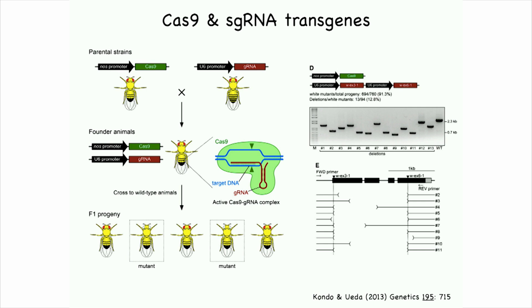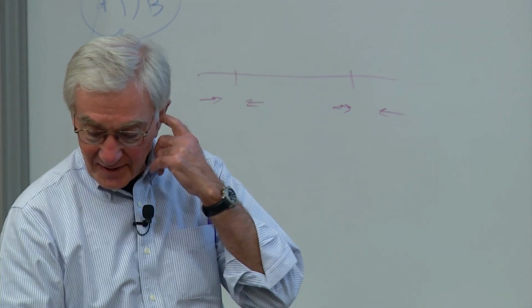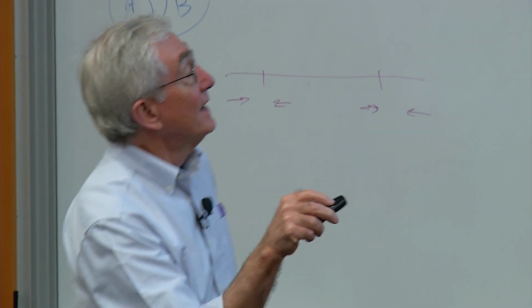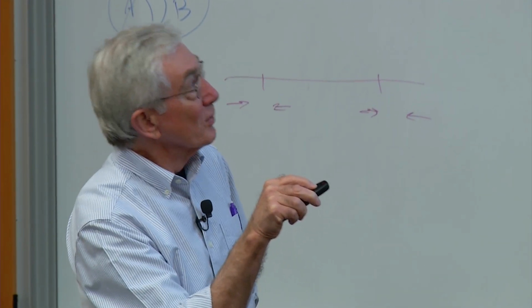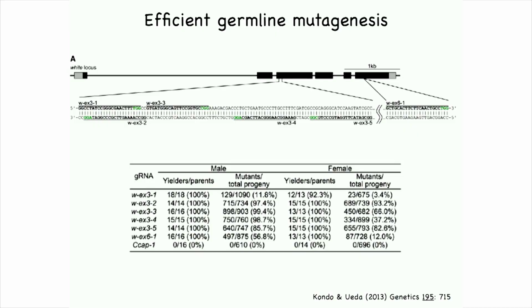And this is just the PCR products indicating how much DNA has been deleted, and I'm sure they sequenced those. So this is looking at numerology for targeting different sites within the white gene. So these are the guide RNAs. That's not a white gene guide RNA.